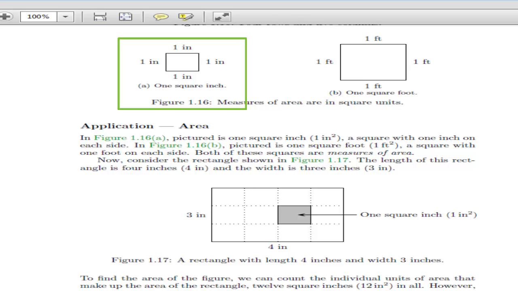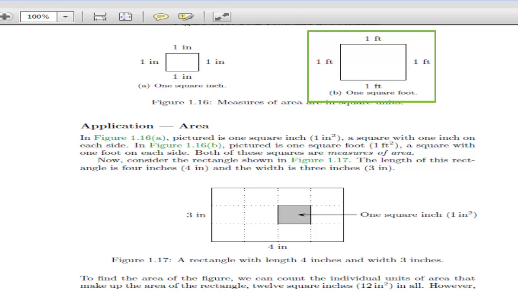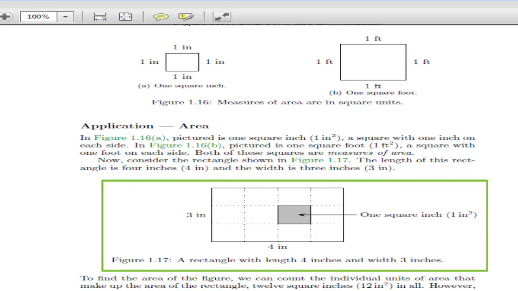Application. Area. In Figure 1.16a, picture 1 inch squared, a square with 1 inch on each side. In Figure 1.16b, pictured is 1 foot squared, a square with 1 foot on each side. Both of these squares are measures of area. Now, consider the rectangle shown in Figure 1.17. The length of this rectangle is 4 inches and the width is 3 inches.